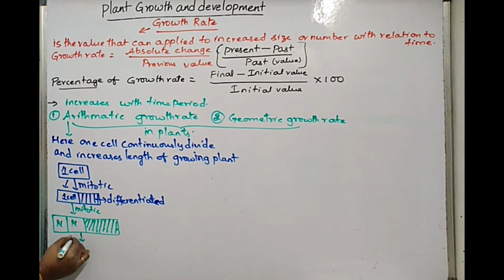In the next stage, one cell again undergoes mitotic division and gives rise to two new cells. But this cell in the next stage undergoes differentiation. And this one is common, already differentiated after one mitotic division. In such a way, cells keep on increasing their length or elongation.